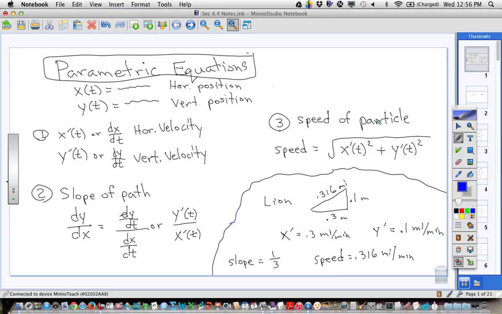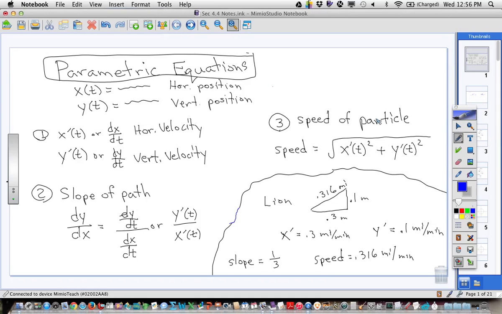And I think we saw that in the Lion and the Ranger. We knew the Lion here had a slope of 1/3. But that wasn't how fast he was moving, right? That wasn't how fast he was moving. That was just the slope of his path. He was moving 0.3 miles per minute this way and 0.1 miles per minute this way. The slope of his path was 1/3, but that was not the rate he was traveling.